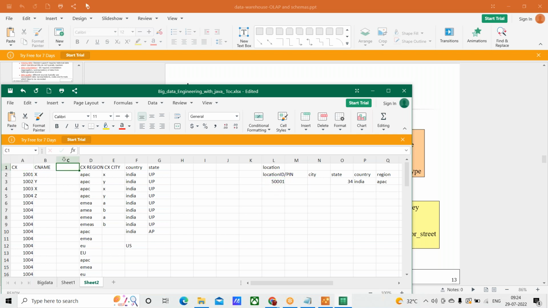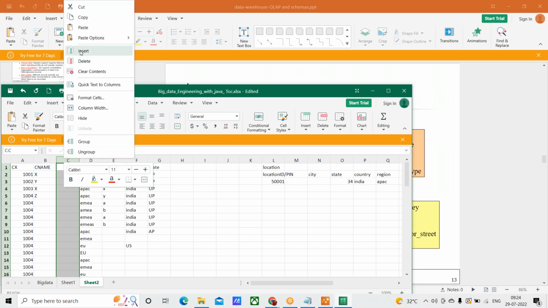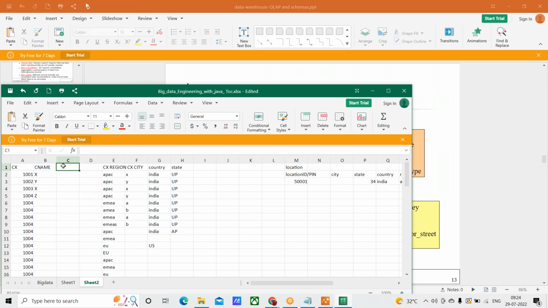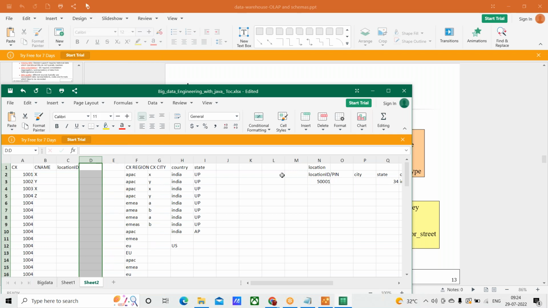So at that time, what we do is, here we will put location ID, one common column, so that we will be able to join based on the location ID. For example, I'll mention here. So this is the customer table, customer, location ID. Like this, I will divide this table.